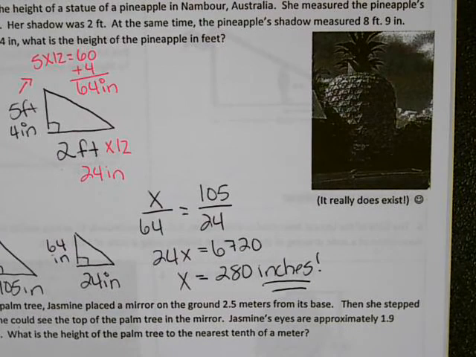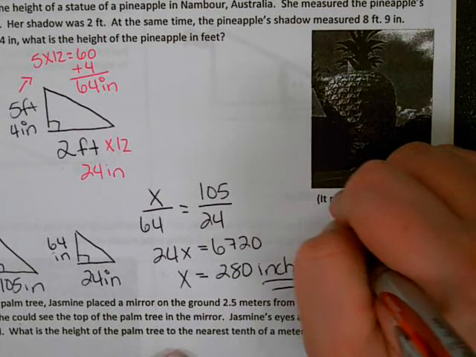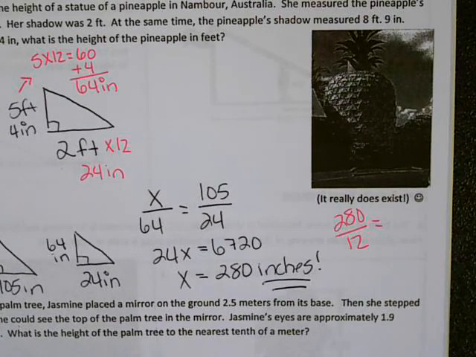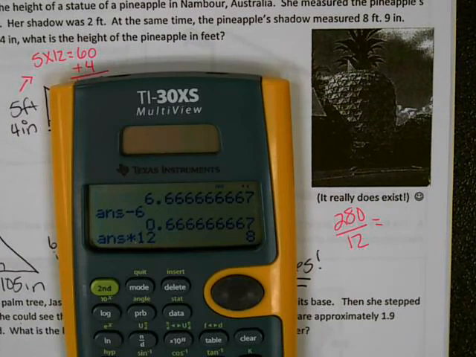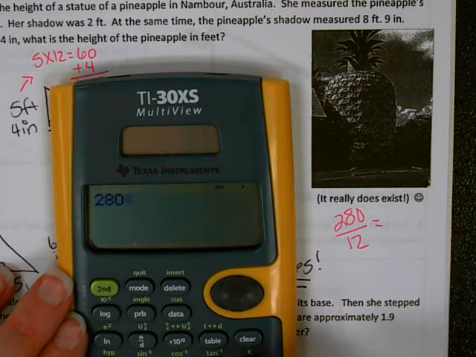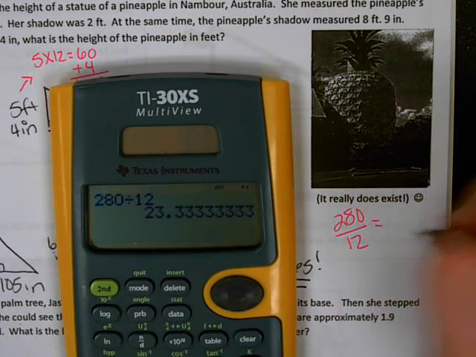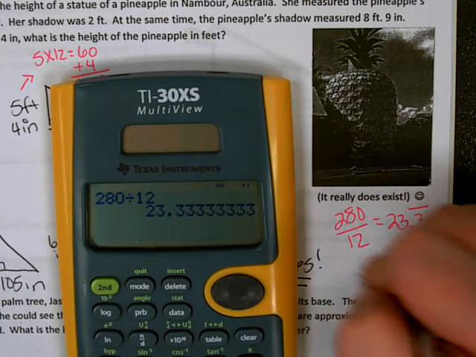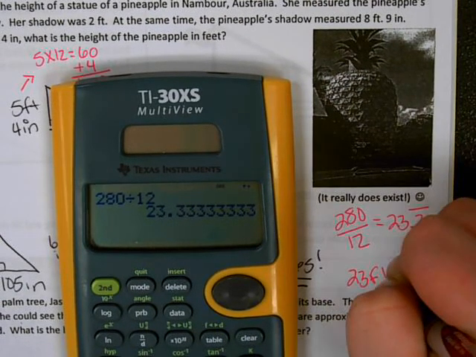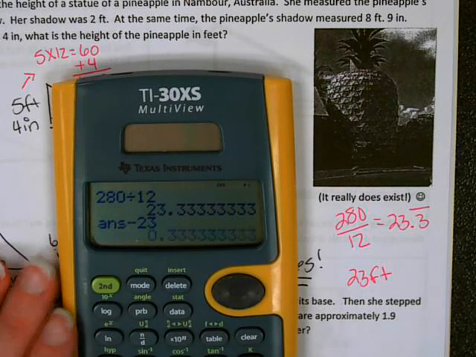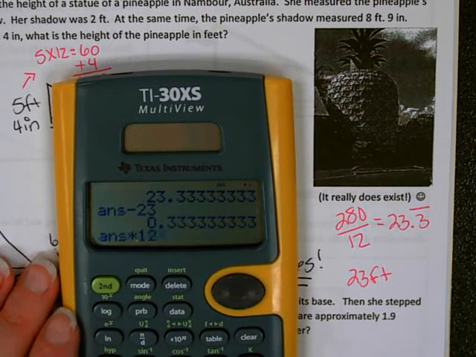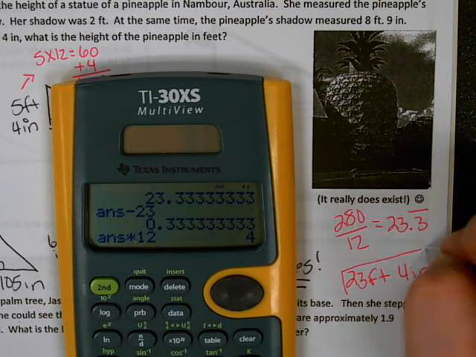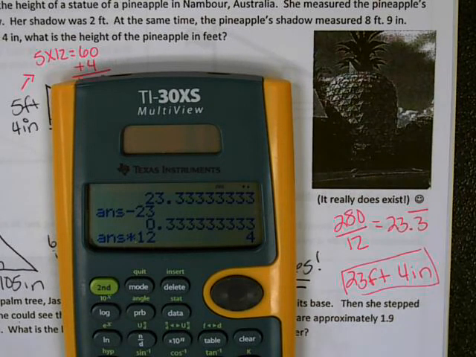So grab your calculators. We're going to end up dividing 280 divided by 12. And if you do that on your calculators, everybody grab your calculator, do it with me right now, please. 280 divided by 12 gets us 23.3 repeating. So do the same thing we just did. That means it's 23 feet. So I'm going to subtract that 23, and I'm going to take my decimal and multiply by 12. So I'm left with 4 inches. 23 feet, 4 inches. That's a pretty tall pineapple, actually.